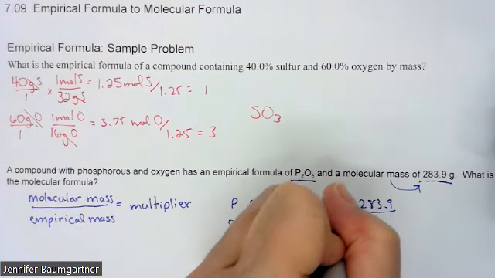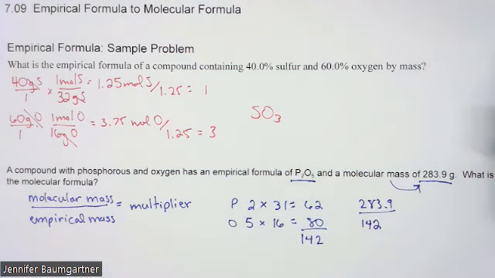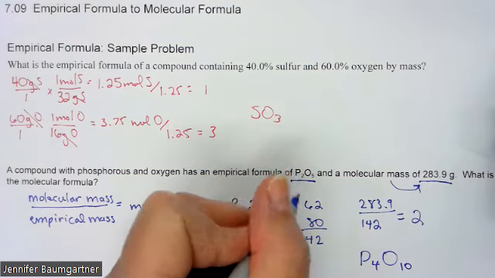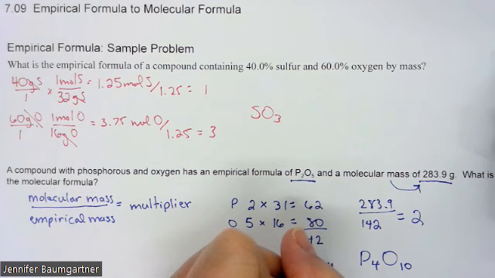and I'm going to divide that by 142, and I get a value here of 2. That means to get the molecular mass, I have to multiply each of my subscripts by 2. So 2 times 2 is 4, so I'm going to have P4. 5 times 2 is 10, O10. This is my empirical formula. This is my molecular formula.